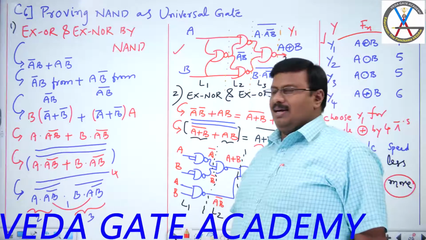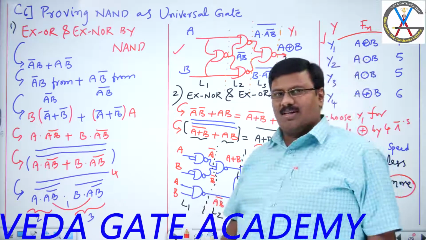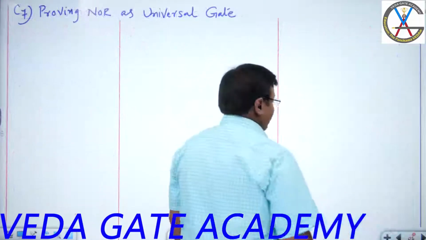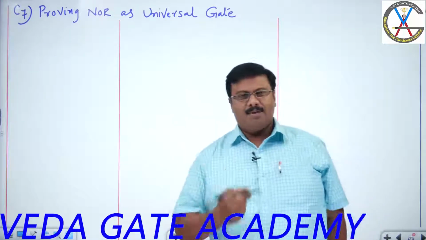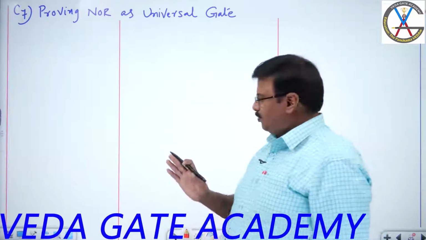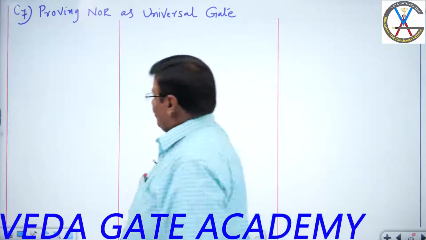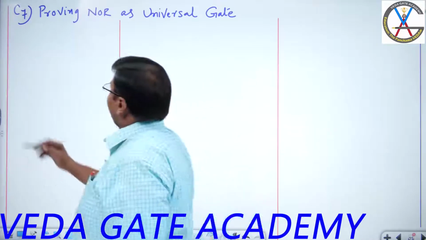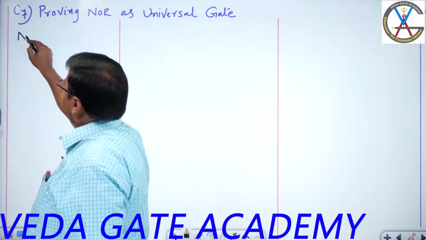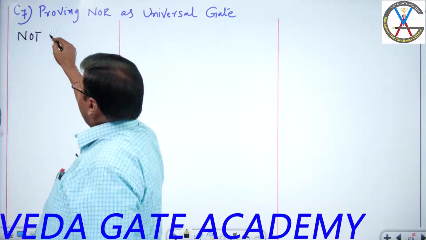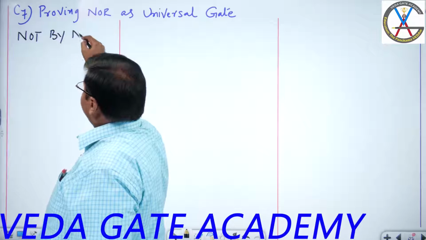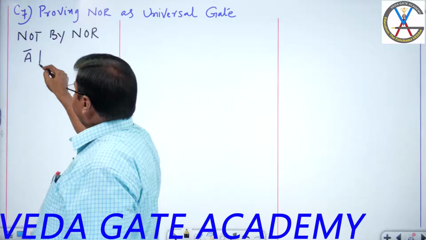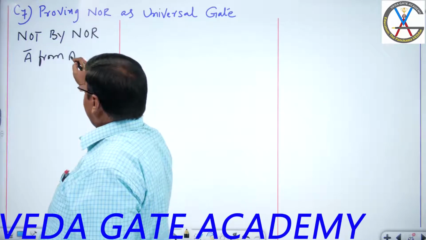Let me explain the next case, proving NOR as a universal gate. Here, let us implement the same operations again using the NOR gate to prove NOR as a universal gate. Now come to the first one: NOT by NOR. NOT as an inverter. From the NOR operation, (A+B) bar.